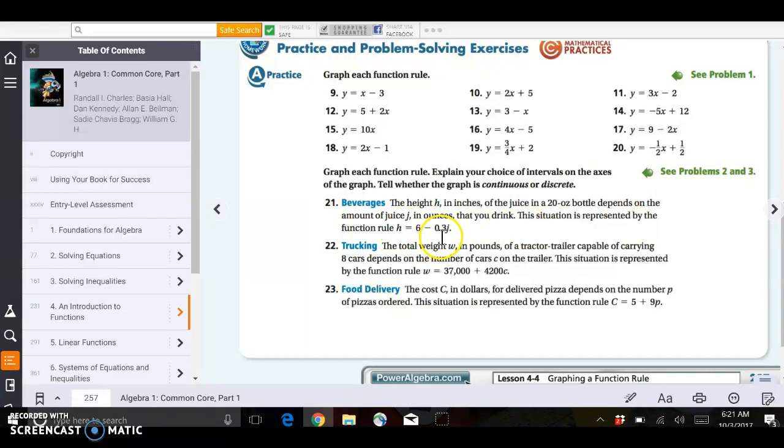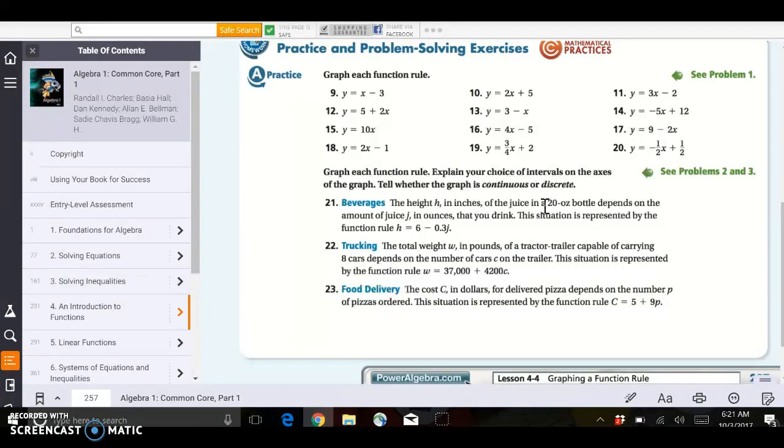h equals 0.3j. Well, I believe that this function is continuous. Let me go ahead and start there, because my height can be any height. I can have a height of 1 inch. I can have 1.5 inch. I can have 1.1 inch. I can have 1.0001 inch. I can have any height, so that means that it's continuous.